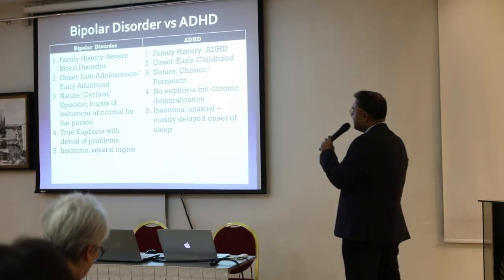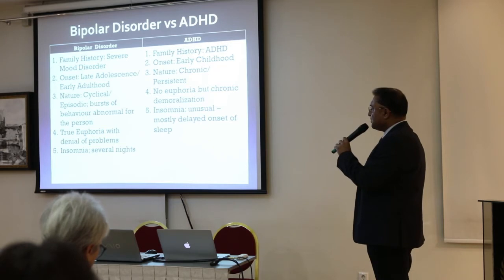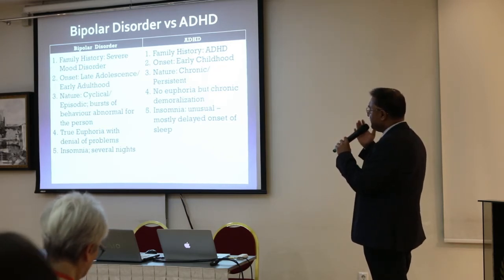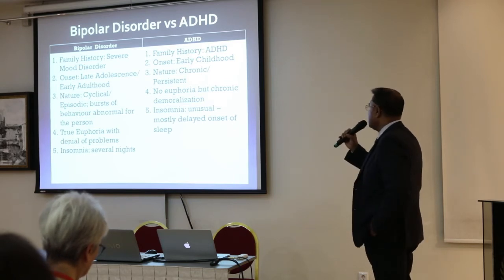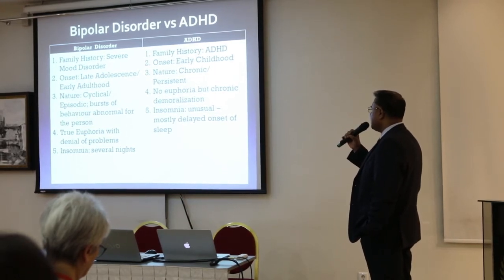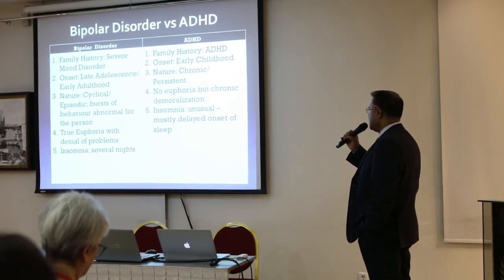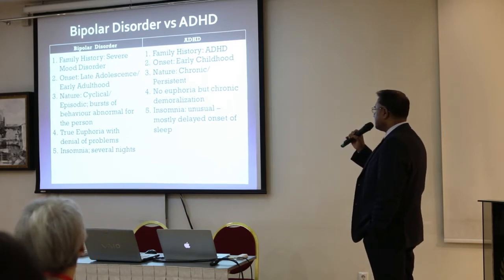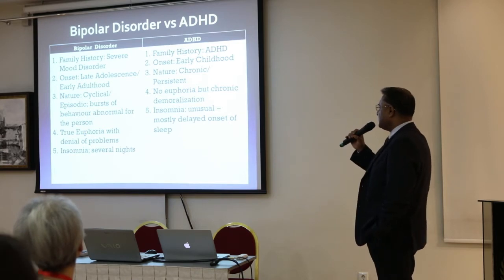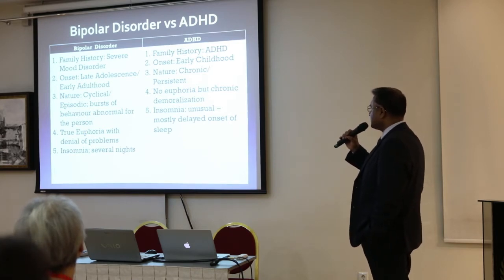The important differential diagnoses are bipolar affective disorder. Again, with ADHD, you're looking at family history because it's a highly heritable disorder. It starts in early childhood, it's chronic and persistent. There's no hint of euphoria, but chronic demoralization. And basically, insomnia is unusual, and mostly delayed onset of sleep is the case.